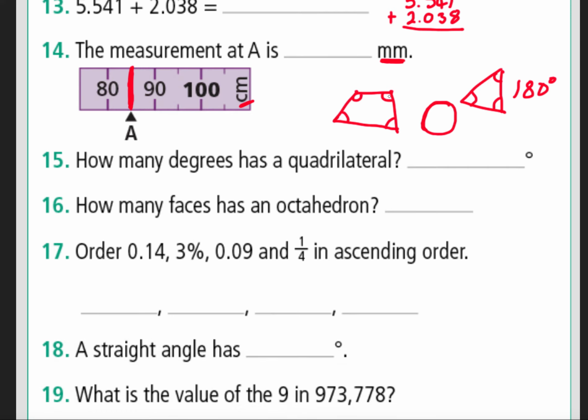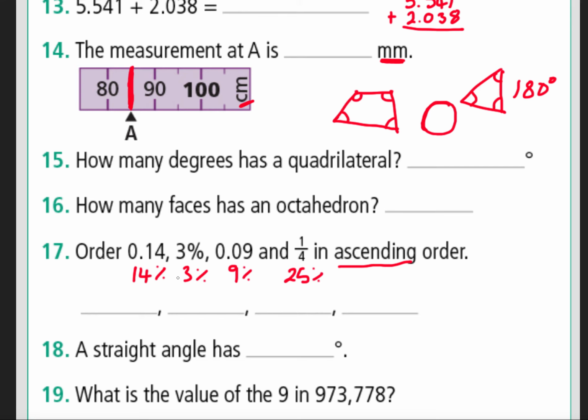Now, this is like one of the earlier questions. We're writing in ascending order, so starting with the smallest and getting bigger. And we've got a decimal, a percentage, a decimal, and a fraction. So the first thing we need to do here is write these all down as the same thing. So I would make 0.14 is 14%, 3% stays as 3%, 0.09 is 9%, and a quarter is 25%.